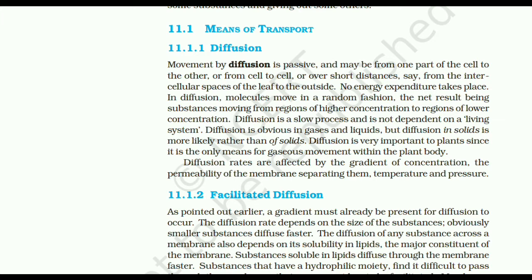Diffusion is obvious in gases and liquids, but diffusion in solids is more likely than of solids. Diffusion is very important to plants since it is the only means for gaseous exchange within the plant body. Diffusion rates are affected by concentration gradient, the permeability of the membrane separating them, the temperature and pressure.